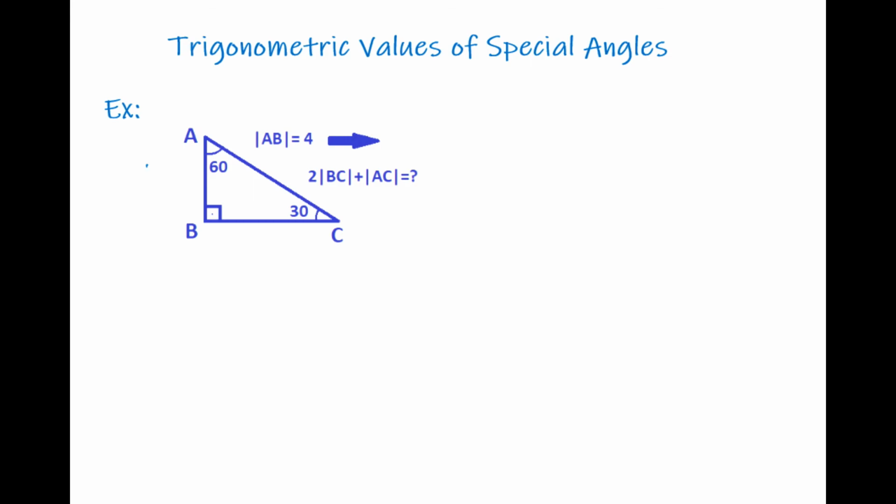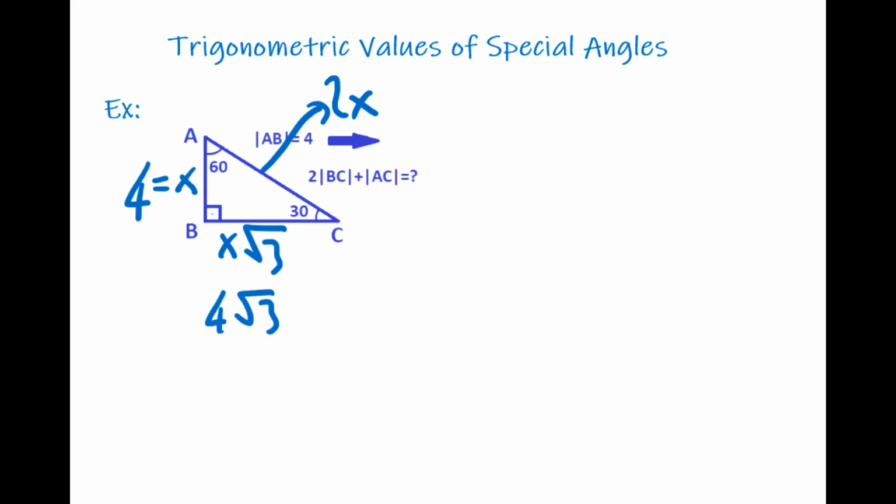That means if this side is 4, and then actually before starting, let me put the values. If this side is x and that side is x square root of 3, and then this side, which is AC, is 2x, guys. So if x is 4, then that means x square root of 3 is, of course, 4 times square root of 3, and 2x is 8. So 2 times BC is what? 2 times 4 square root of 3 plus, and AC is 8. So we just put 8 here.